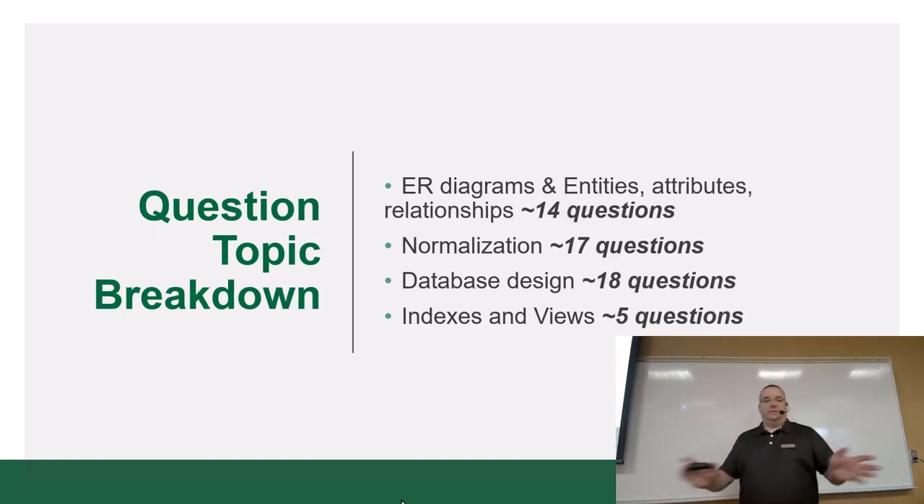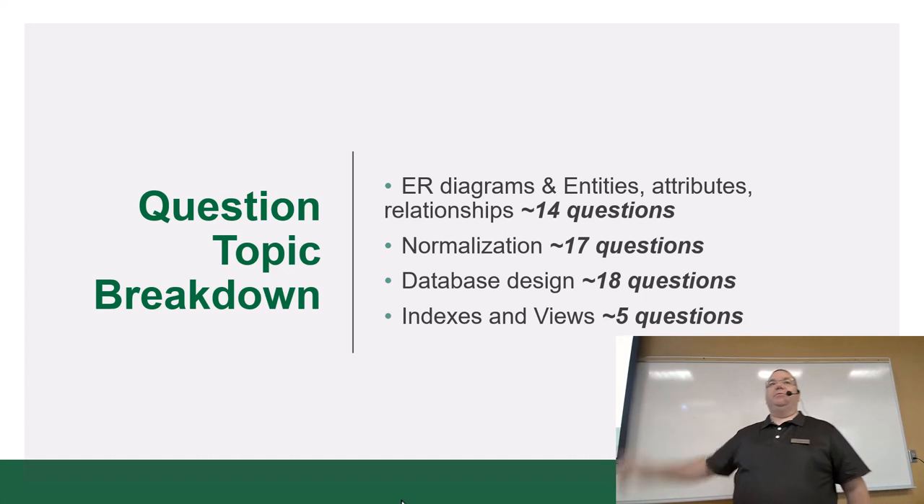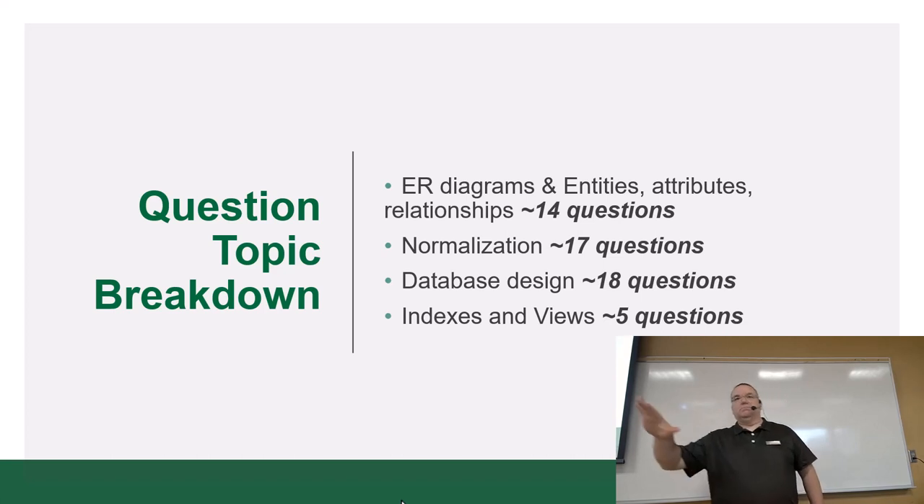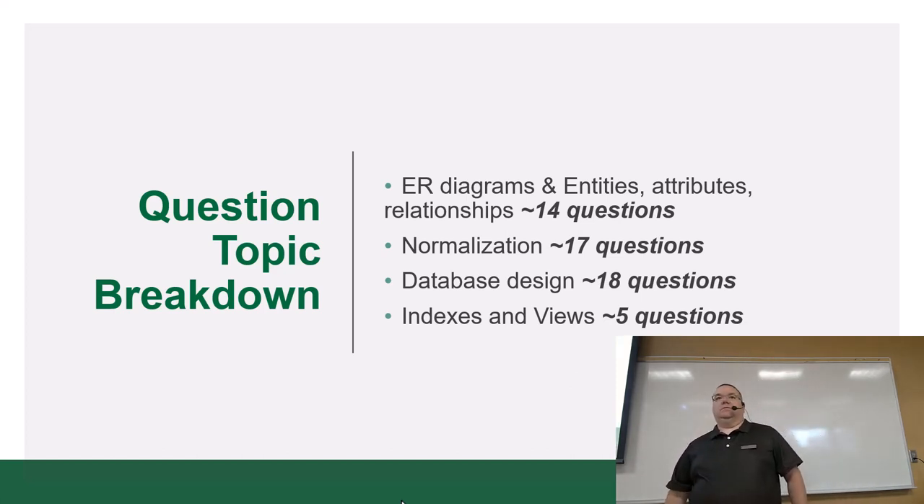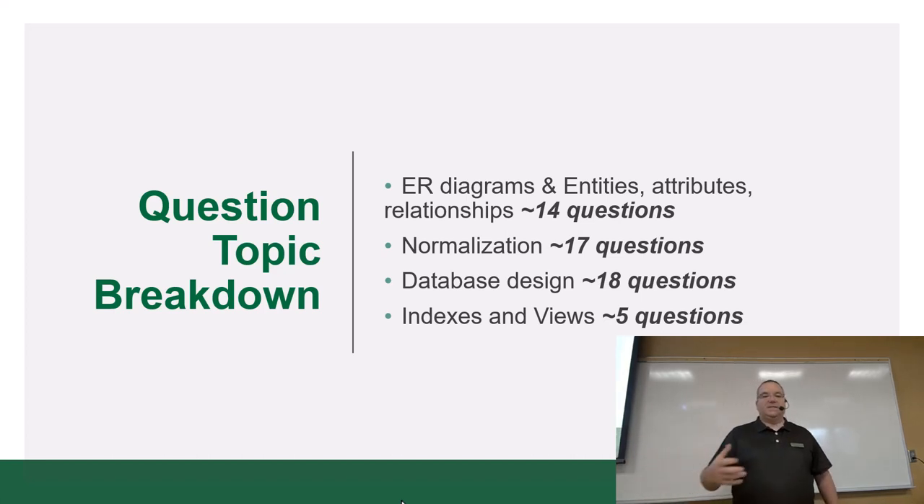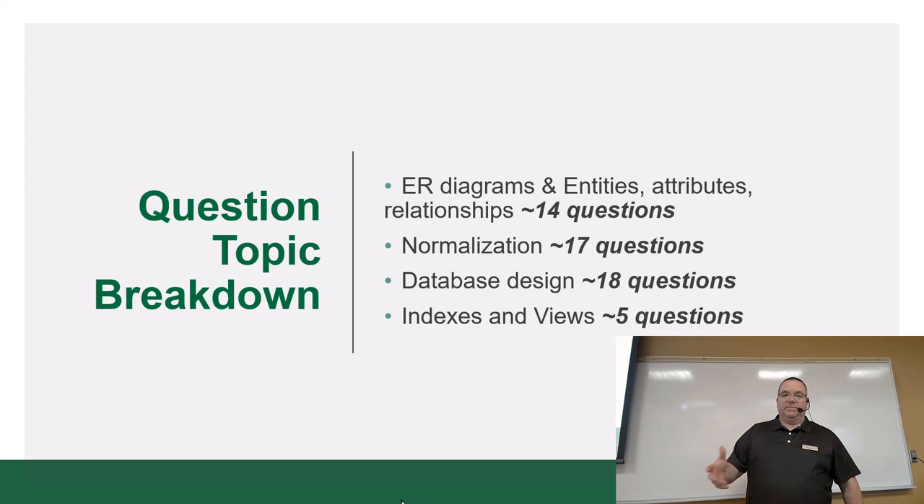Now, the topic breakdown. You'll notice I have the tilde in front of the numbers, as in approximately this many questions, because some of the questions kind of fall between two, so I picked the most appropriate. ER diagrams, entities, attributes, and relationships, in other words, just basic design, 14 questions, roughly. Normalization, there's 17 questions. Database design, there's 18 questions. Indexes and views, there's 5. Now, some people are going to say, well, holy cow, normalization, that's a lot of questions.